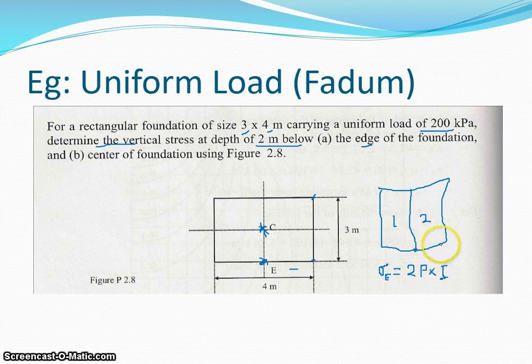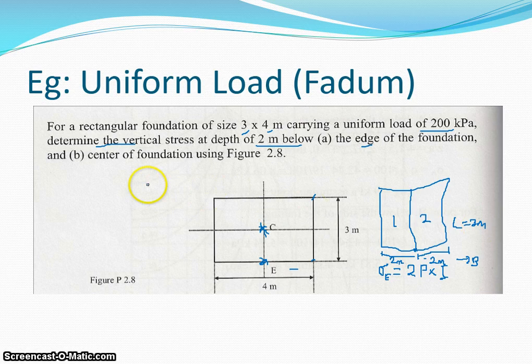So let's try. The shorter length of the rectangular now becomes 2 meter here and also 2 meter here. So this is B. And of course the other side is L equal 3 meter.